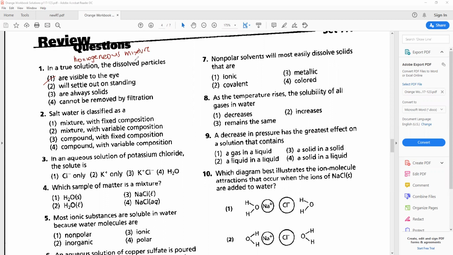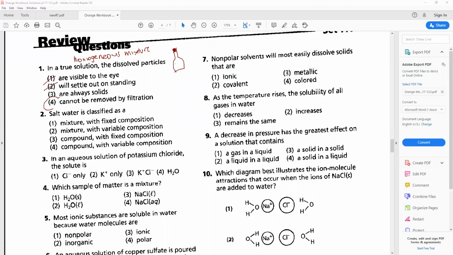When the solute, the salt, dissolves, the particles are so tiny that they will never settle out on standing. What does that mean? If I take a bottle of water and I add salt, the salt will dissolve. And if I close that bottle, it doesn't matter how long that bottle of salt water stays, the salt will never fall to the bottom. It's always going to be dissolved throughout the water. I don't have to shake it to mix the salt molecules. They're so small that they will not settle out on standing.